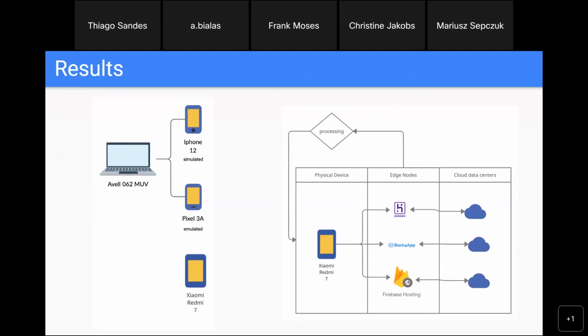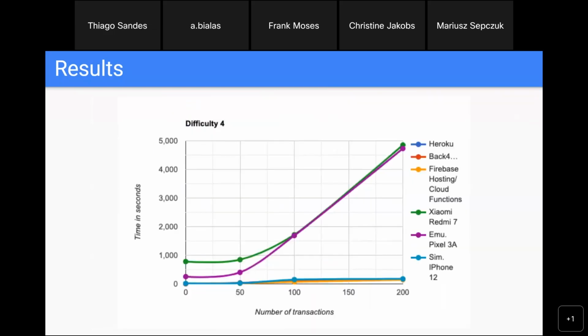In this image, we see the comparison between the architectures involving this benchmark. The highest point of the graph is reached by the experiments performed without the use of edge computing. The lowest point is from experiments performed using edge computing. The graph is measured in seconds per number of transactions on difficulty 4.